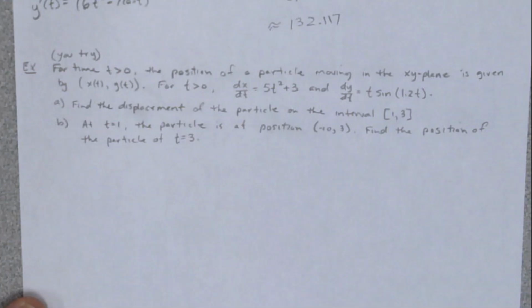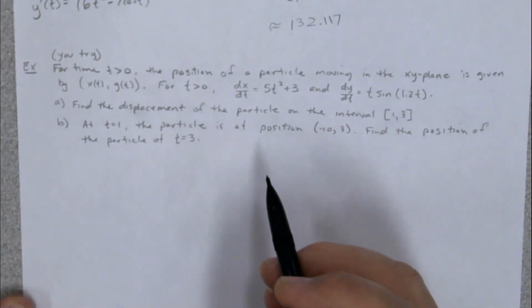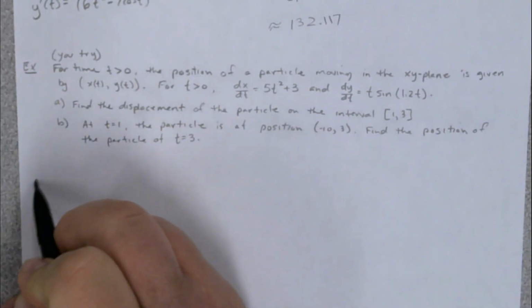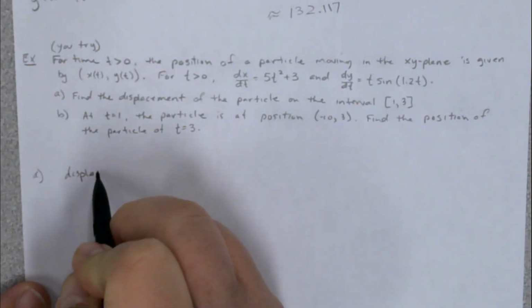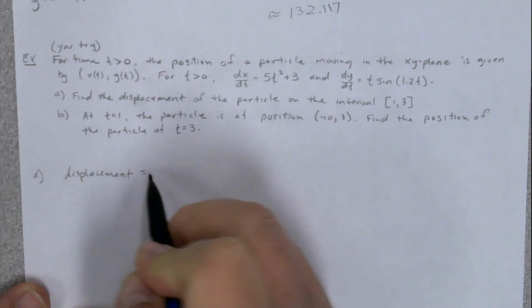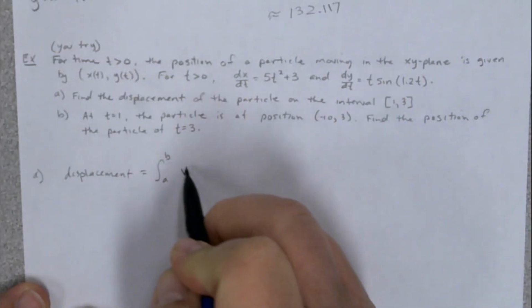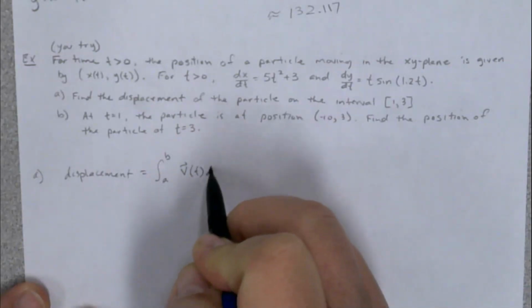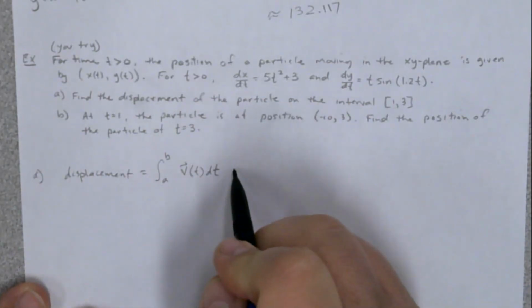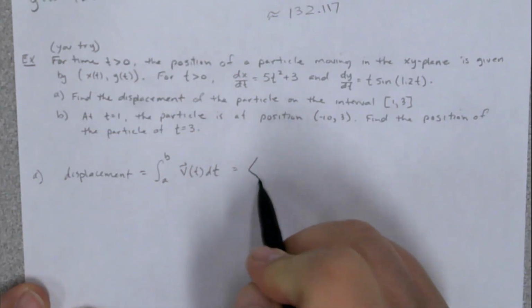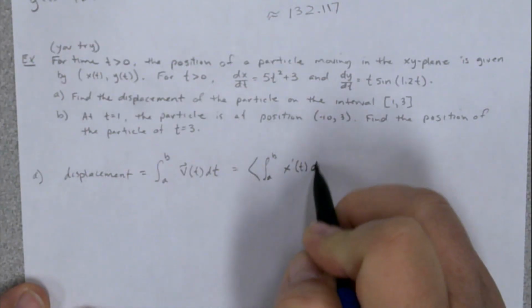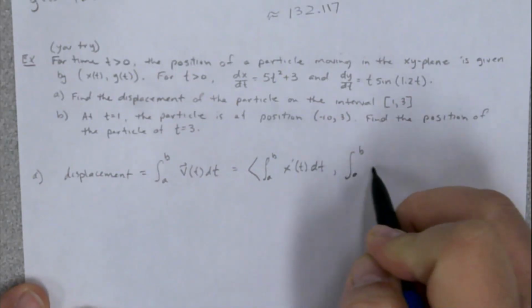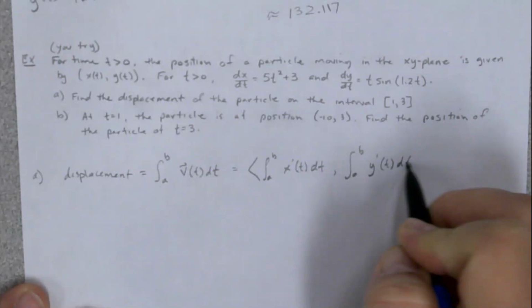So hopefully you paused it and you tried it out. Let's see how you did. So here is my first part, the displacement. I always like to write the formula that I'm going to be using. The displacement from a to b is the integral of the velocity vector. And to find the integration of the velocity vector, it simply means I'm going to take the integration of each of these things from a to b of y prime of t dt.